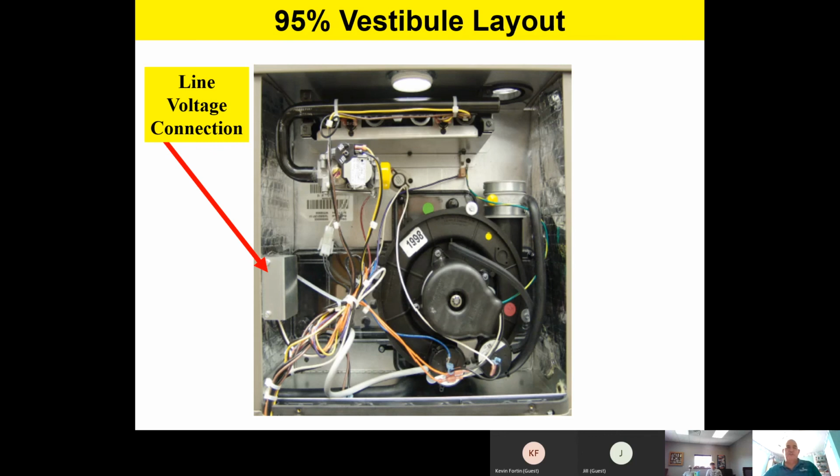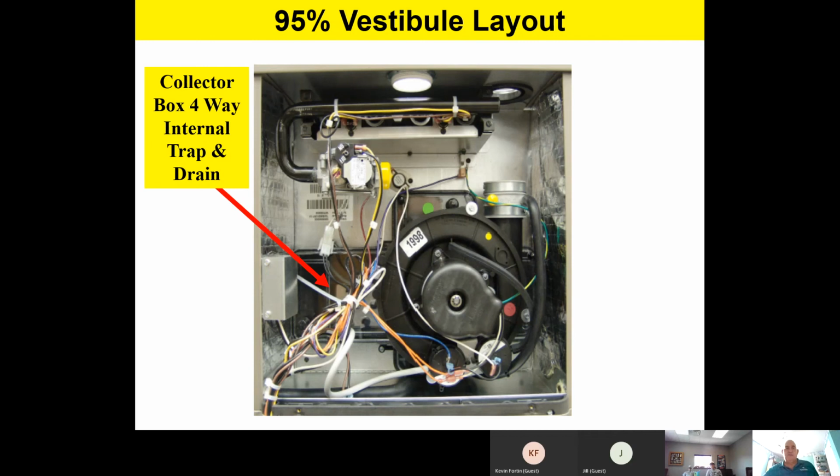So starting over here on the left-hand side, there's our line voltage connection. There's a 4-way collector box. Now, team, this is very, very interesting. All of our Champion furnaces are 4-way convertible. And by the way, they all stand 33 inches tall. One of the neat things about our 95% plus furnace is that it's also 4-way convertible. The way we can do that is because we have a built-in 4-way internal trap and draining system. So this allows you to take your furnace and lay it horizontal, left or right, vertical, upflow or downflow, and then just reconfigure a few hoses.